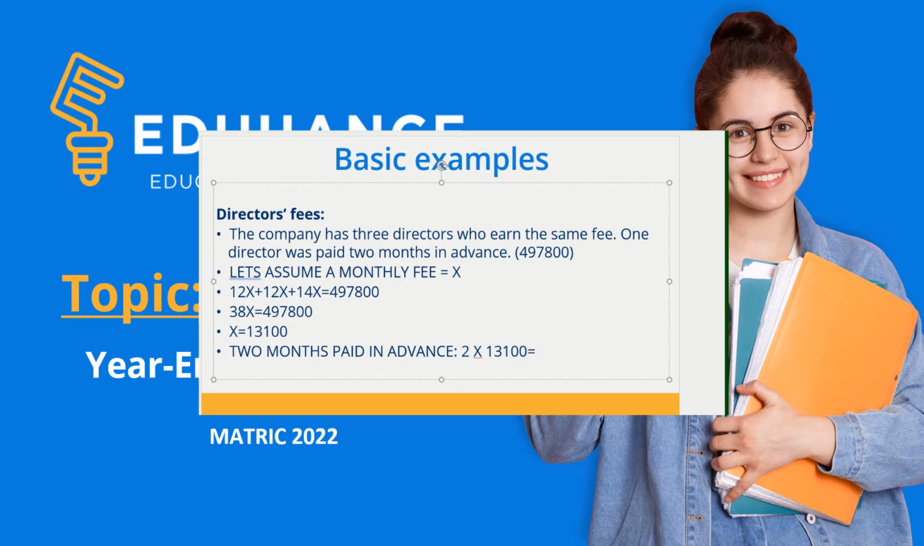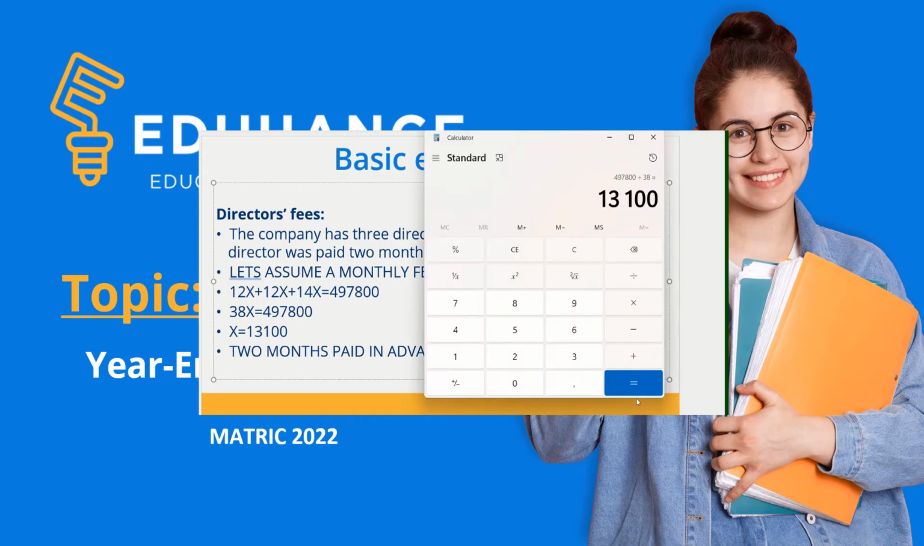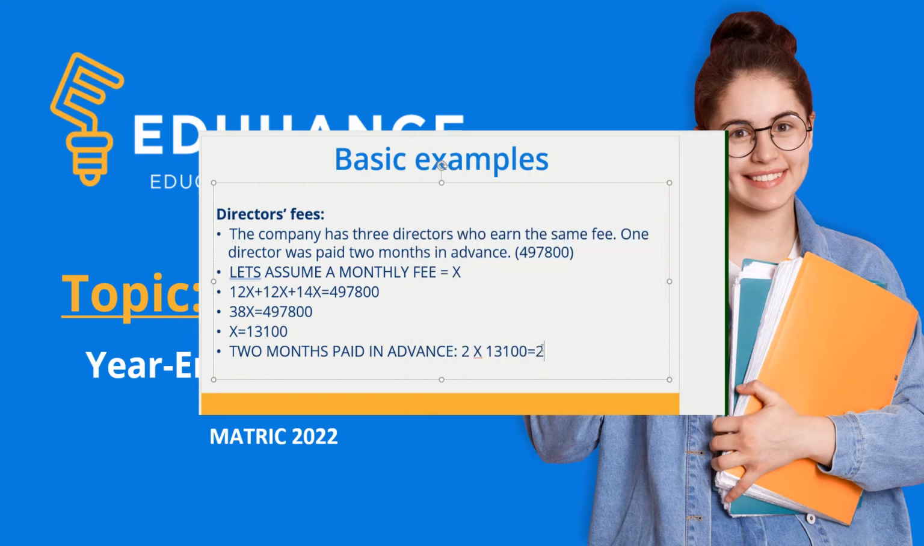And that will give you 26,200. Now let's think about the journal entries. We paid it in advance, so the amount is sitting in our director's fee expense.